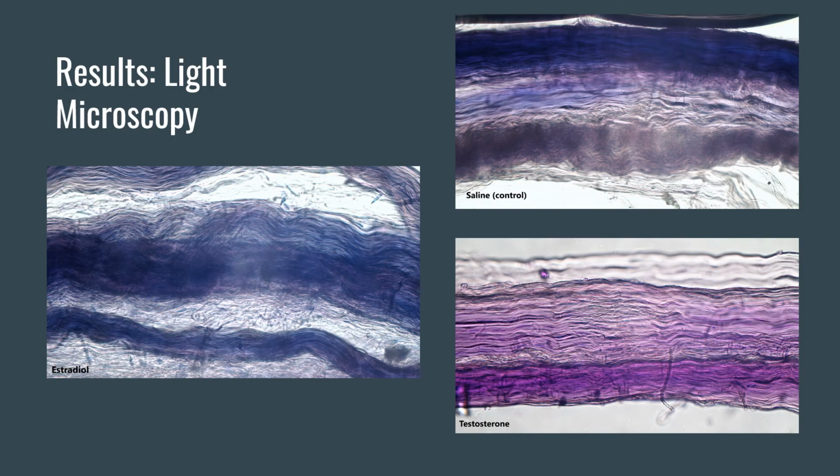So these are the results of the light microscopy. Over here on the left, we have the estradiol at the top, the saline, and then at the bottom, the testosterone. As you can see, the saline and the testosterone look pretty similar. However, the estradiol has some gaps present, and you can see where these bundles were once one over here in the corner, and how the fibrils are looser and not as compact as in the testosterone and the saline images.